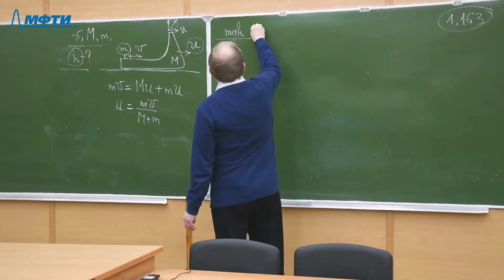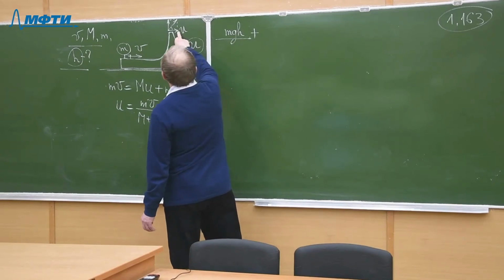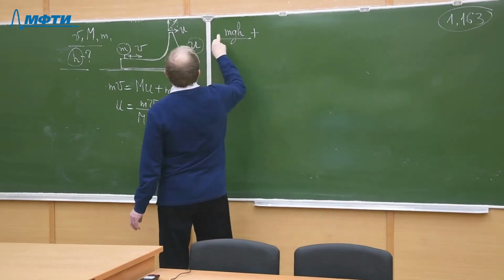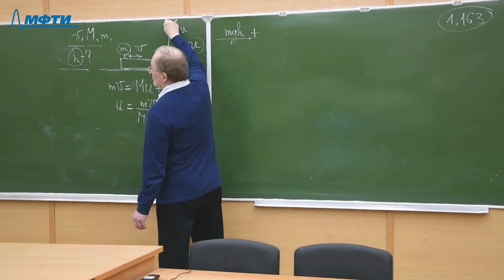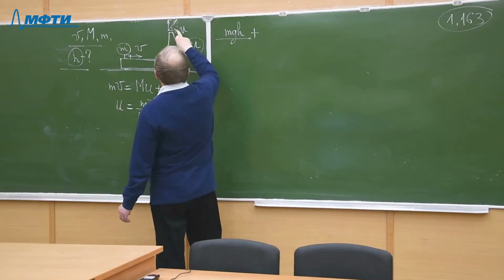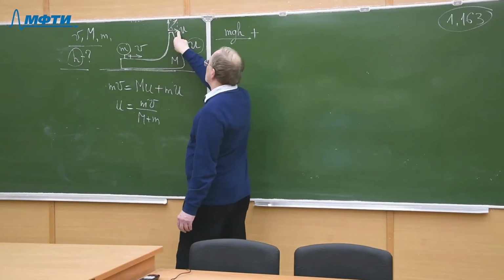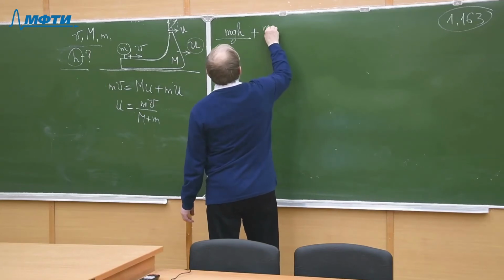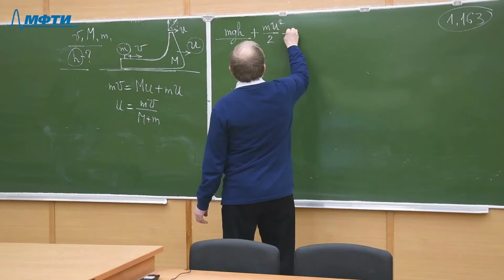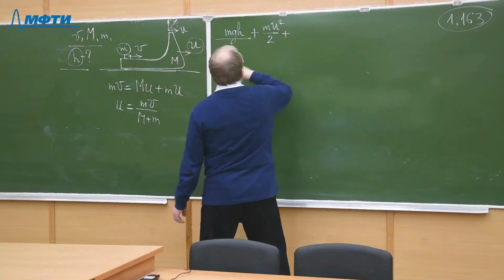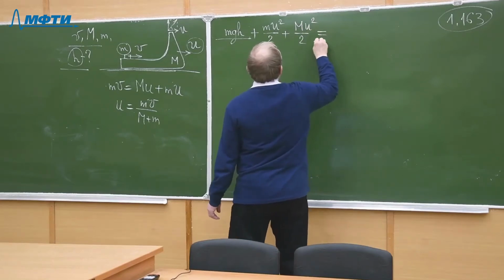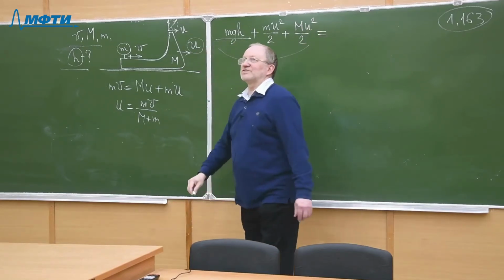Also, at this moment of time, certainly if it's the maximum height, then vertical velocity will be 0. But horizontal velocity will not be 0. So there will be some energy associated with horizontal velocity, mu² over 2. And also there will be some kinetic energy of the large body, again Mu² over 2. That is the final energy of the system.